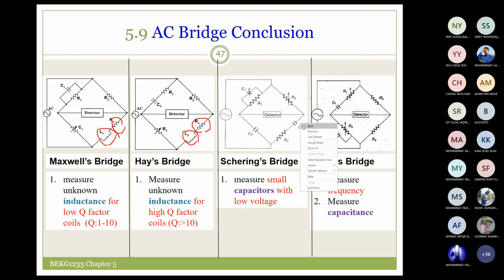We want to measure the Cx and Rx here, same with the Z4. And for the Wien bridge, we want to measure the frequency, and we can also measure the capacitor C3. So this is the conclusion for the Wien bridge, Maxwell bridge, Hay, and also Schering.